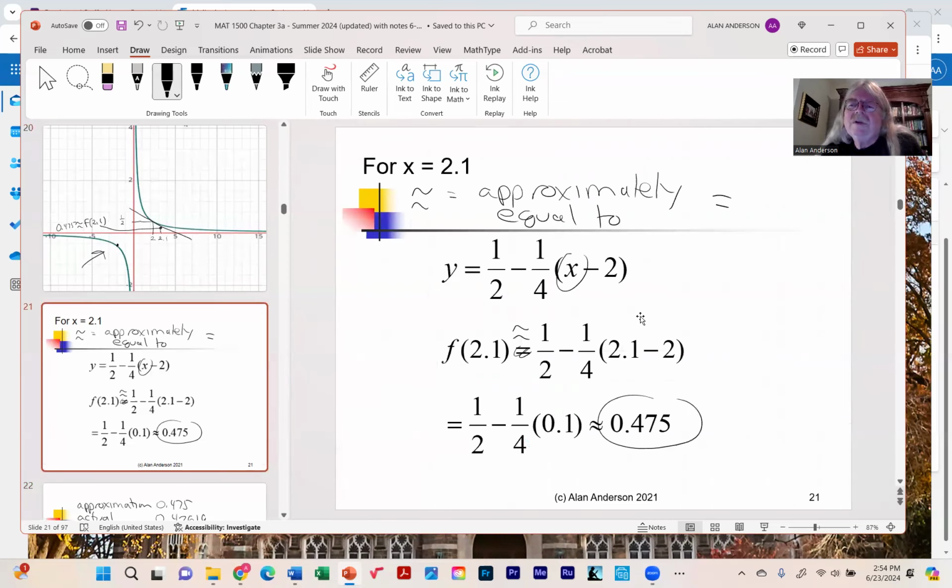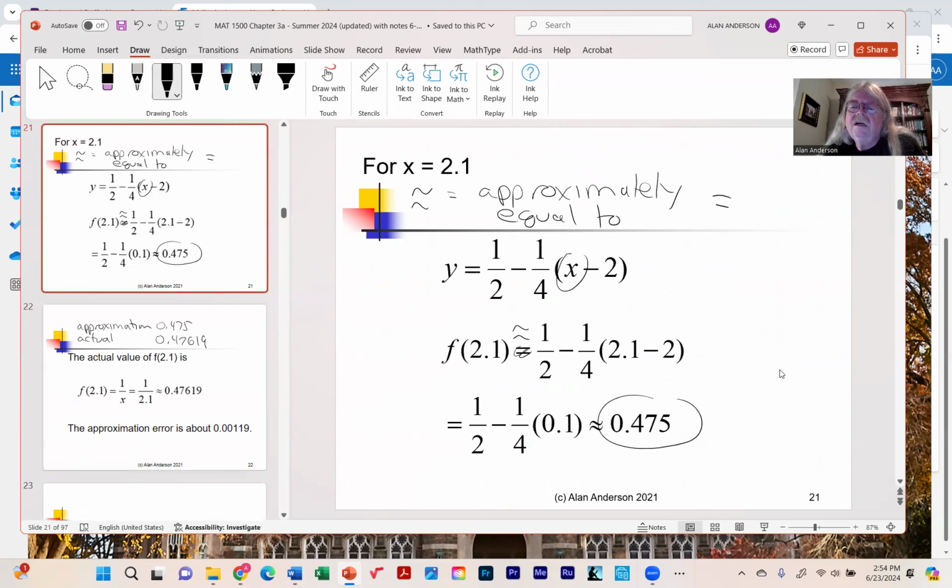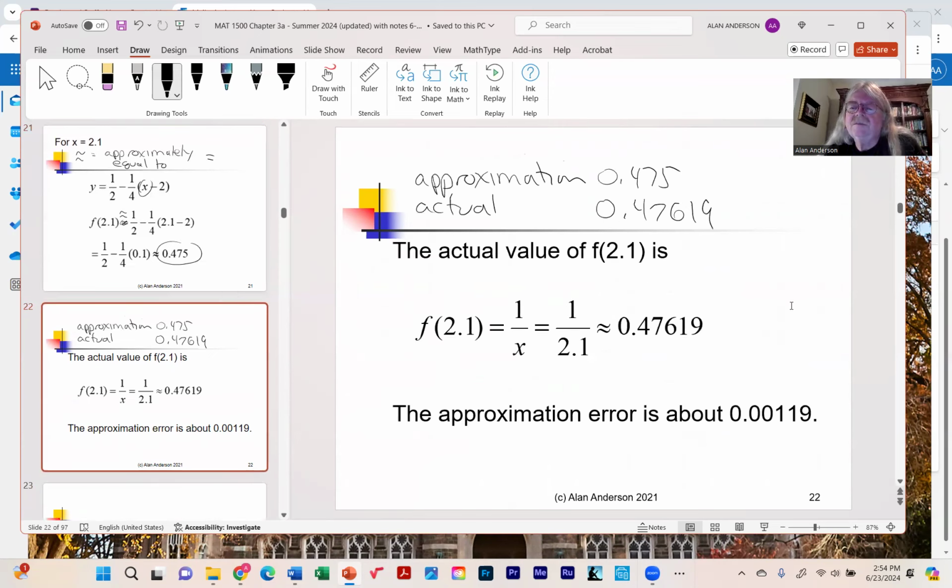Okay, so you can see that the approximation is not that terrible. We don't know what this application is. We don't know how close we really need to be, but at least we know that we're not really that far off. I mean, 0.00119 is a pretty small percentage of the actual value of 0.47619. So it appears that this is a pretty good approximation.